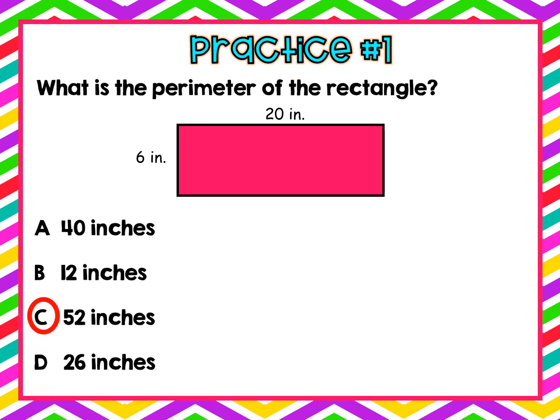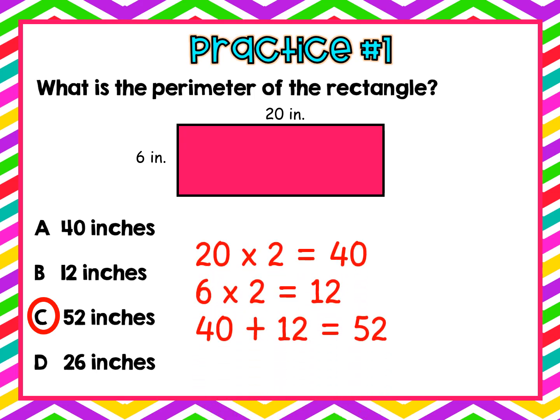The perimeter of this rectangle is 52 inches because 20 times 2 equals 40 and 6 times 2 equals 12. 40 plus 12 equals 52.